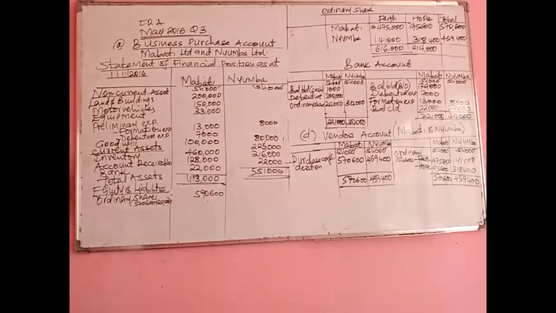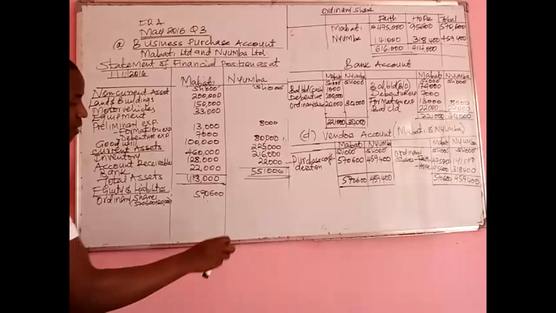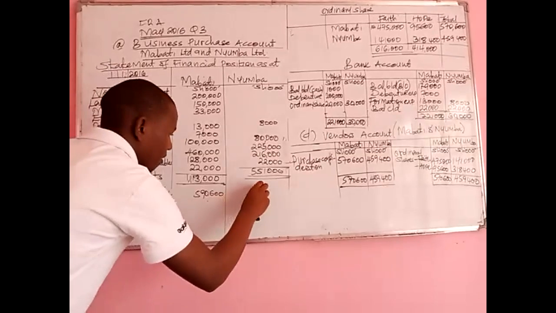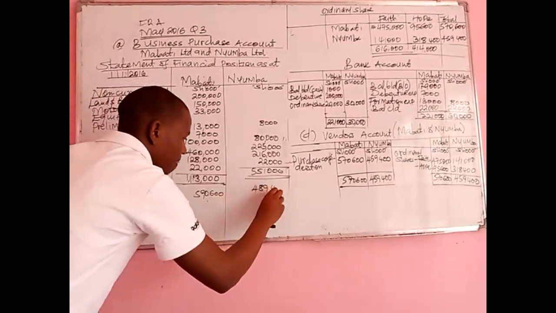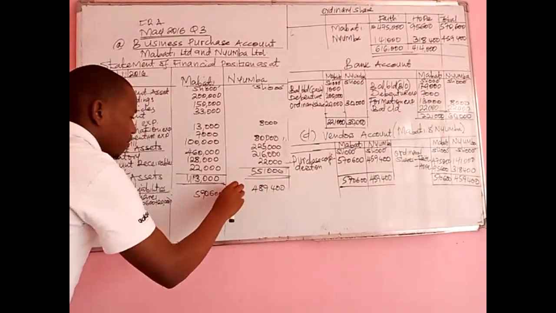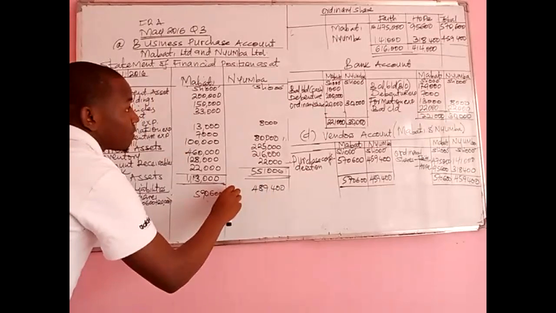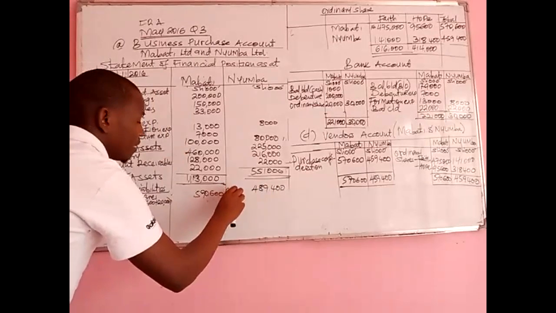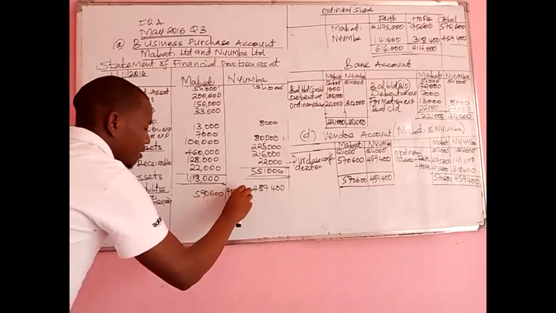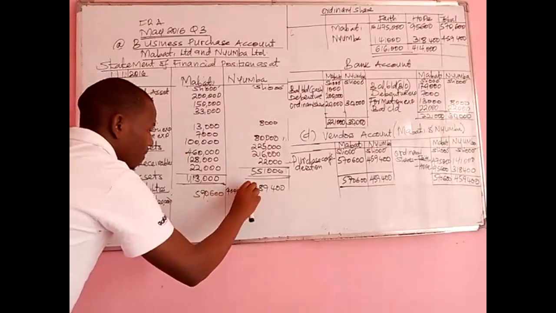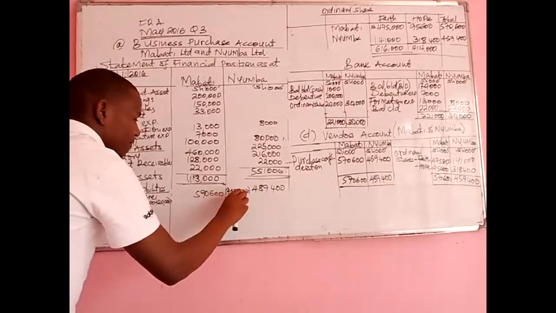What about the house? The house issued 459,400, plus 30,000, which will be 489,400. So make sure that you know this is from what? The 459,400 plus the one that you issued for 30,000. Right?